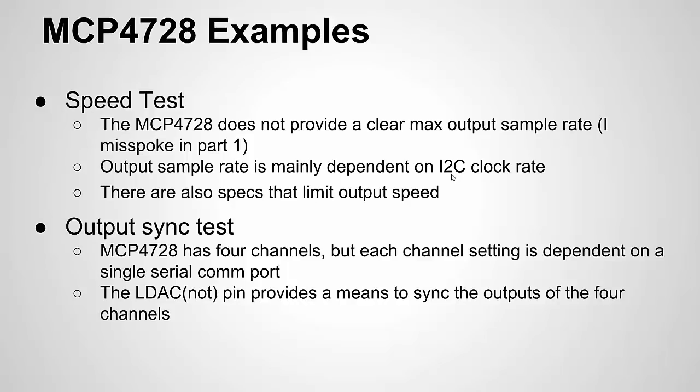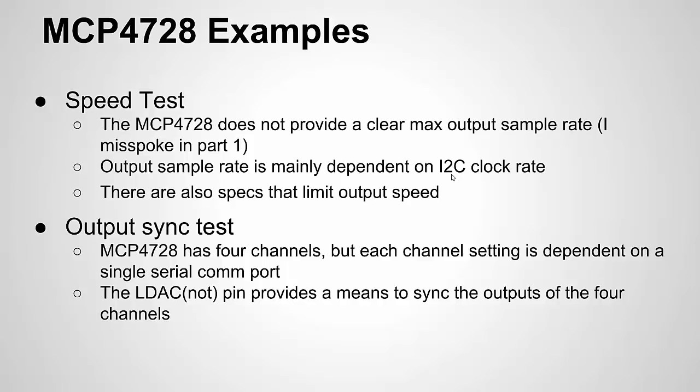So if anybody knows which Arduinos support that fast clock rate, let me know. I was only able to do a 400,000 hertz, or 400 kilohertz, clock frequency using the Uno or the Zero, and so that's what we'll have to look at. So we won't be able to see the chip go as fast as it can. We can just see what it can do at a 400 kilohertz clock rate. There are other specs that limit its output speed, but it's mainly the I2C clock rate. And I believe from the data sheet it supports 100K, 400K, 1.7 meg, and 3.4 meg.